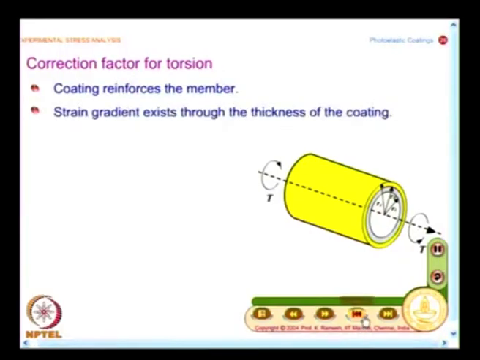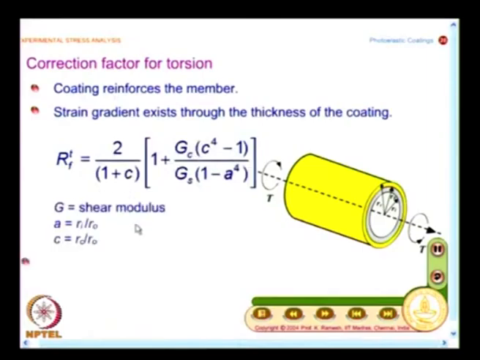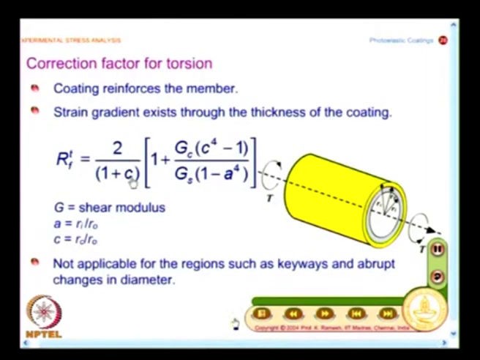Now, we take up the correction factor in the case of torsion, and I am going to give you the expression directly. Here again a strain gradient exists, that is what you have to note down. Both in bending and torsion there is a strain variation, and we denote this as RFT, where T denotes torsion. C is defined as the ratio of the coating radius divided by the outer radius of the specimen, and A as the inner radius of the specimen divided by the outer radius of the specimen.